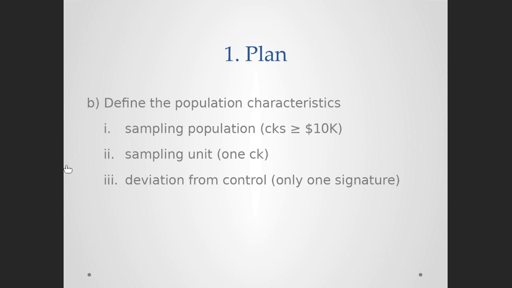Okay. The third thing is deviation from control. When we look at a check, we will say either they follow the internal control in that check or they have deviated. So if we find only one signature in the check, then we call it a deviation. Now remember this word exactly.